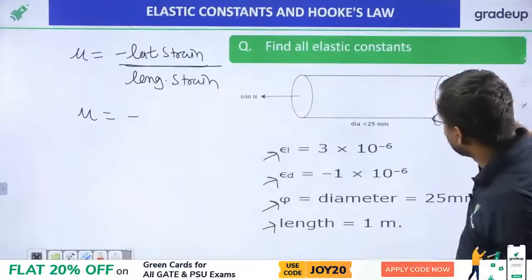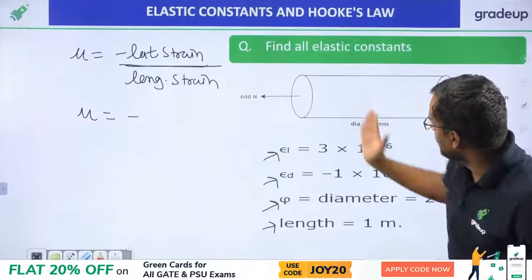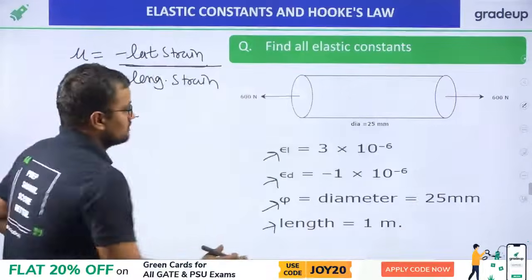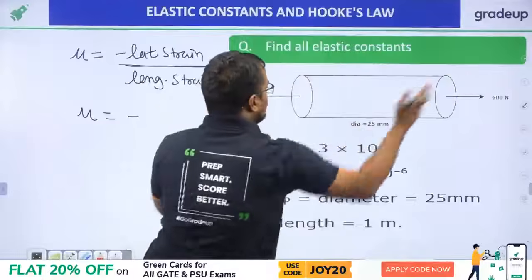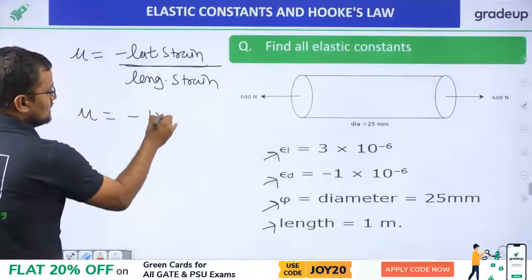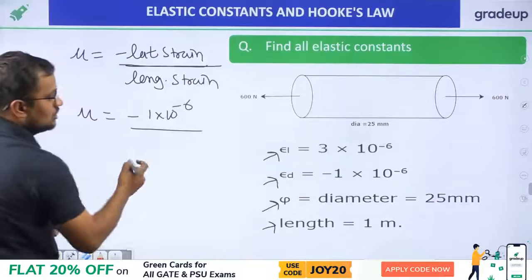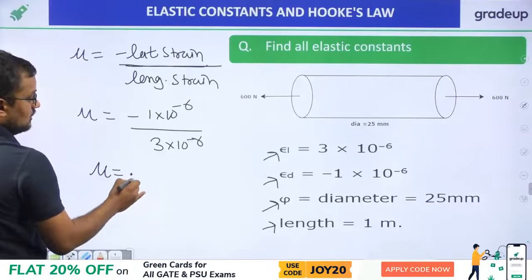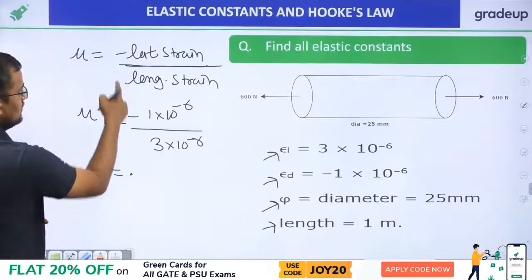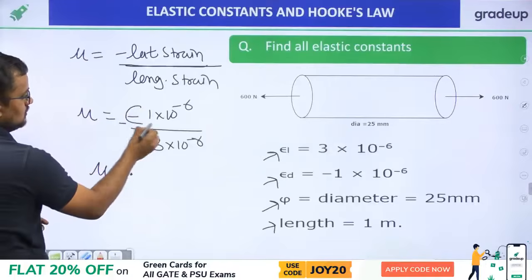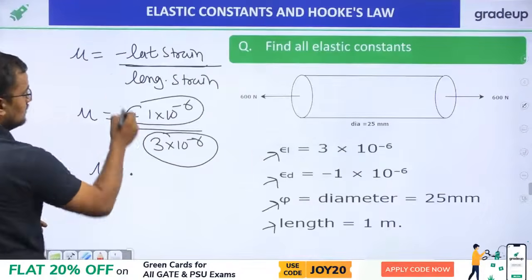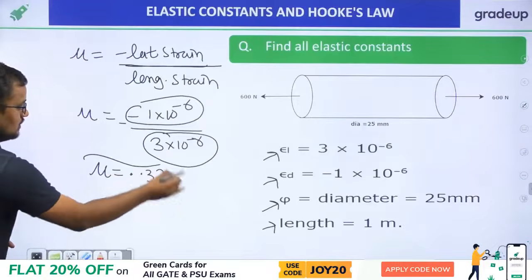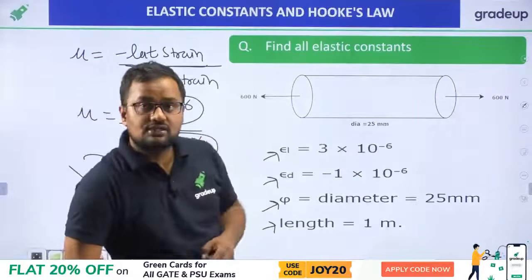I am again telling, in the direction where force is acting, it is longitudinal, and at 90 degrees it is lateral. So longitudinal direction is along the force and lateral direction is perpendicular to the force. Lateral is minus 1 into 10 to the power minus 6 along the diameter. And longitudinal is 3 into 10 to the power minus 6. So mu is equal to, of course, the minus will also be there. This is epsilon D, this is epsilon L, and there is a minus in the formula. This will be 1 by 3, that is 0.33. Mu is 0.33. They are asking all elastic constants.